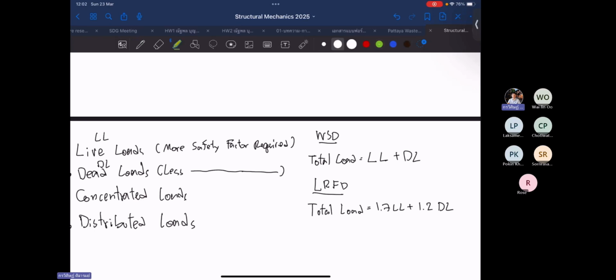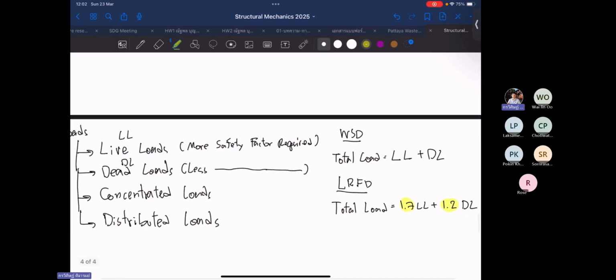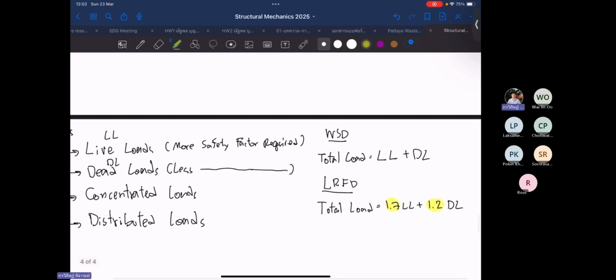But I would like to show you that the safety factor for live load is higher than that of the dead load. This is because it is more difficult to predict the live load. It is very variable, so we need to add more safety factor to it. But the dead load is quite permanent and difficult to change, so we can use a smaller safety factor for the dead load.